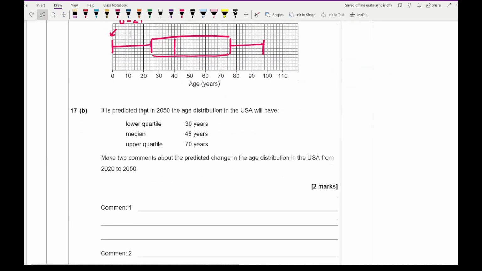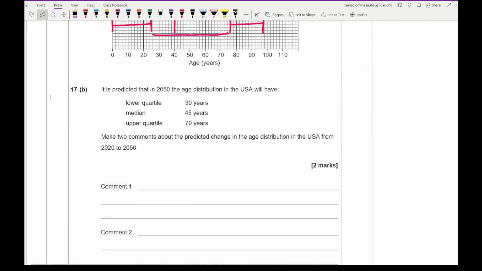The next question then says 17b, it says it's predicted that in 2050 the age distribution in the USA will have a lower quartile of 30, a median value of 45 and an upper quartile of 70. Make 2 comments about the predicted change in the age distribution in the USA from 2020 to 2050.